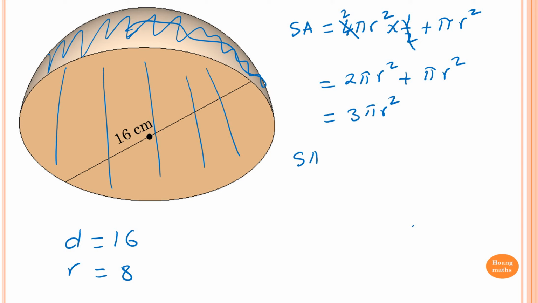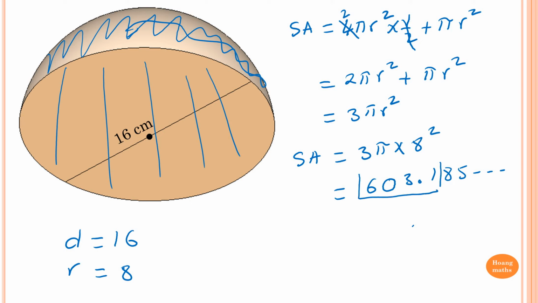Now I can simply substitute the radius in. So 3 pi times 8 squared. I put it in a calculator, which gives me 603.185 and so on. Because we want to write 1 decimal place, which is up to 0.1, but because the 8 is more than halfway, of course, we add 1 to the 1. So 603.2. And do not forget the unit, which is square centimeters. Thank you so much for watching.